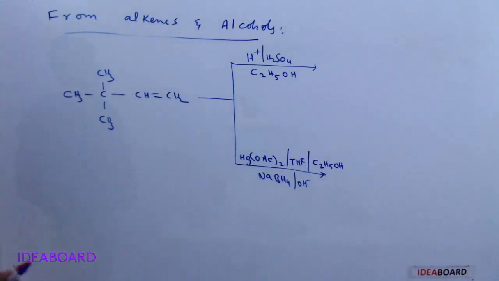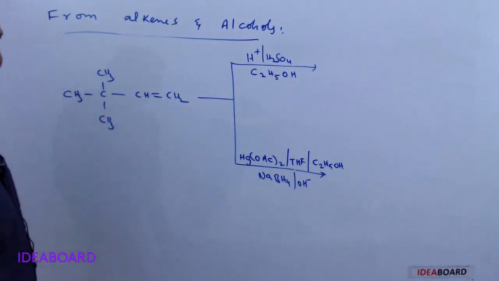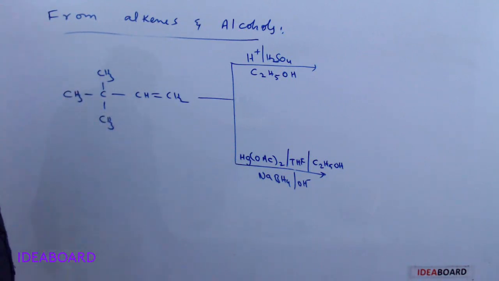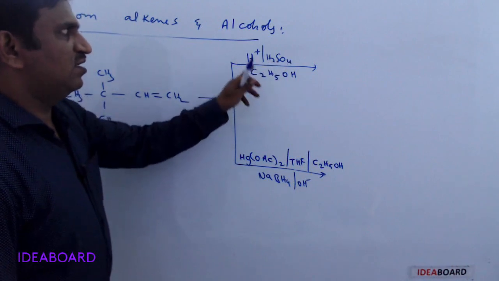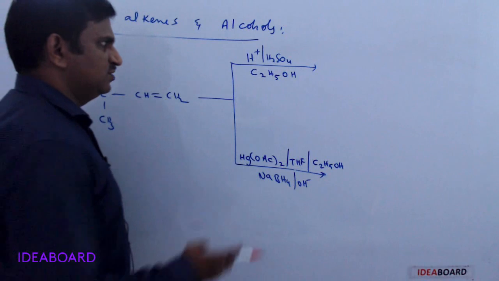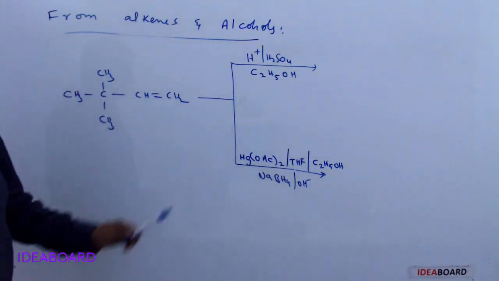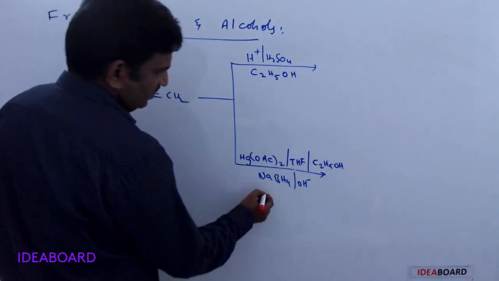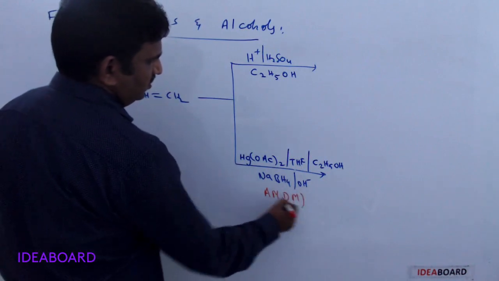If you see this reaction, we are taking an unsymmetrical alkene which has a tertiary butyl group adjacent to the double bonded carbon. The first one is a reaction of alcohol and alkene in an acid catalyzed reaction. This is the first type, acid catalyzed reaction, with H2SO4, H plus, and ethyl alcohol. And the second is called what type of reaction? Alkoxymercuration demercuration reaction.